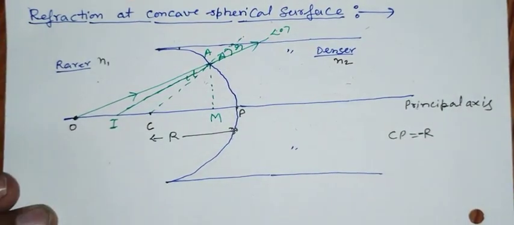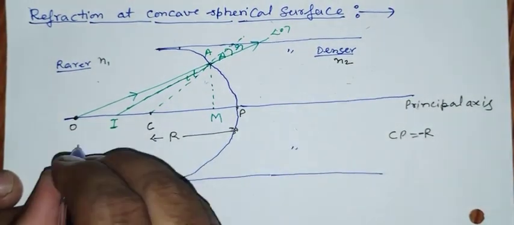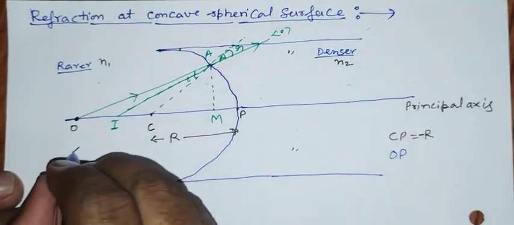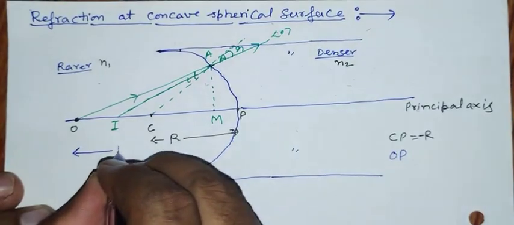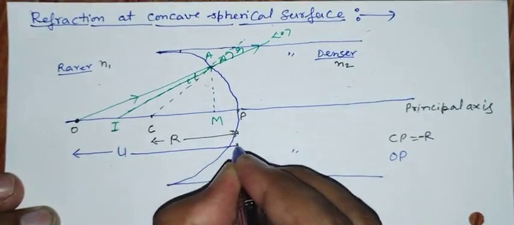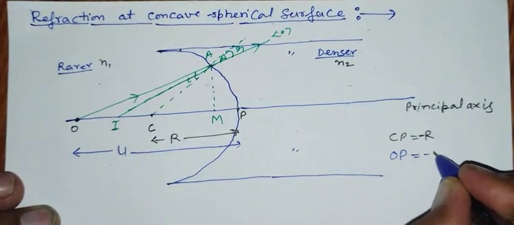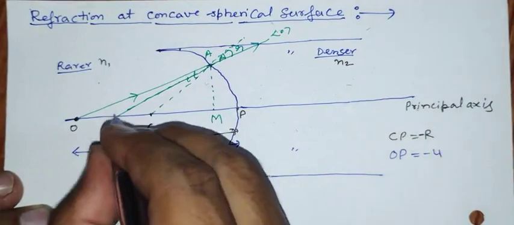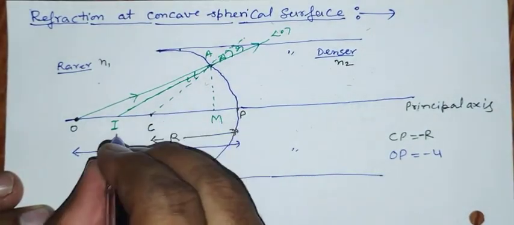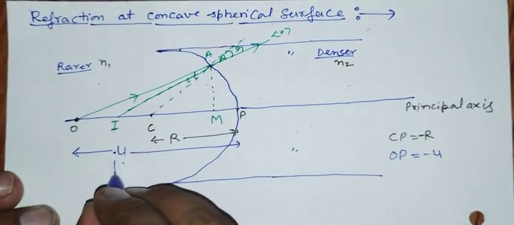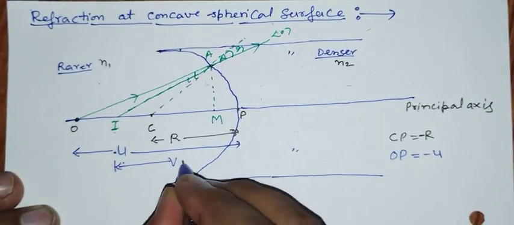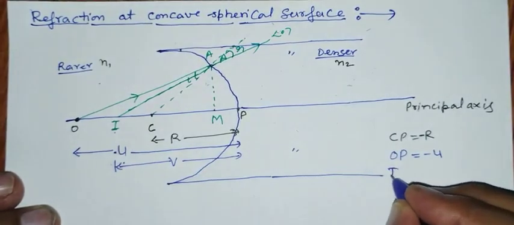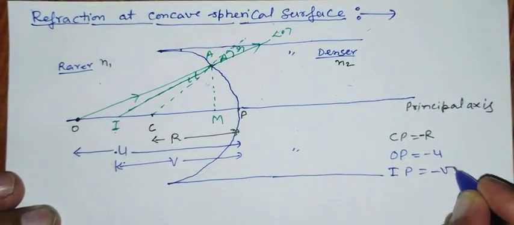Now see very carefully in this diagram. OP, the distance between object and pole, is denoted by u and it is in minus sign because it is on the left side. The image is also formed on this side. From the image to the pole is v. So the image distance IP is also minus v.